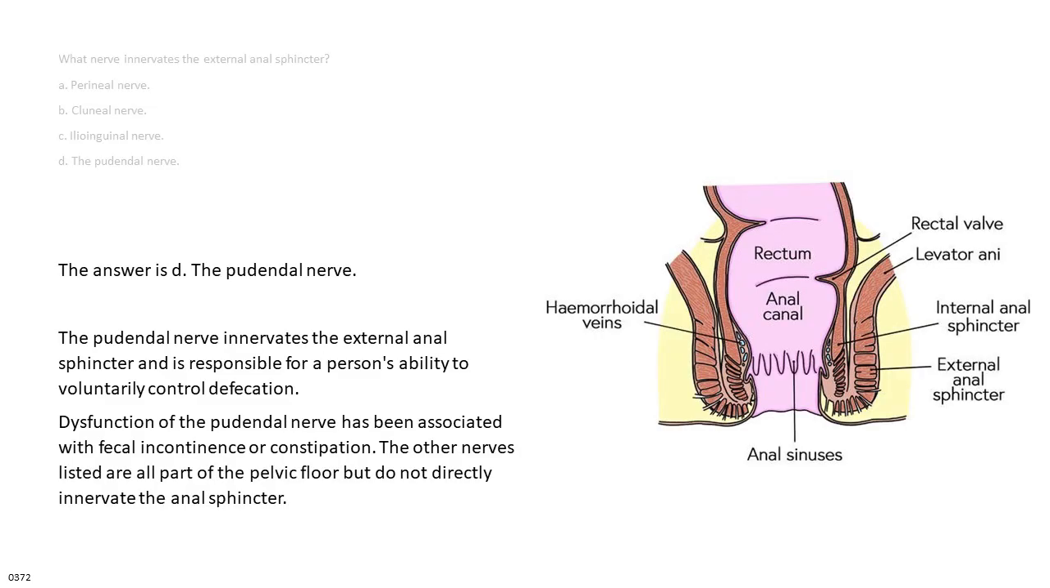The answer is D. The pudendal nerve. The pudendal nerve innervates the external anal sphincter and is responsible for a person's ability to voluntarily control defecation. Dysfunction of the pudendal nerve has been associated with fecal incontinence or constipation. The other nerves listed are all part of the pelvic floor but do not directly innervate the anal sphincter.